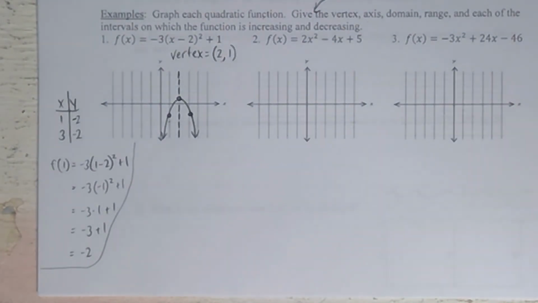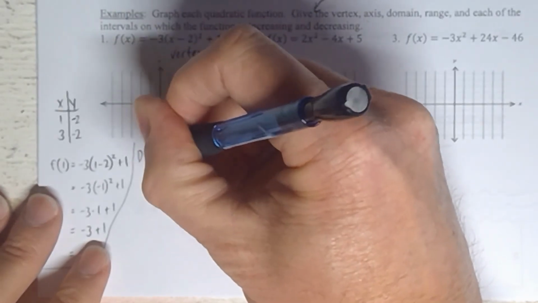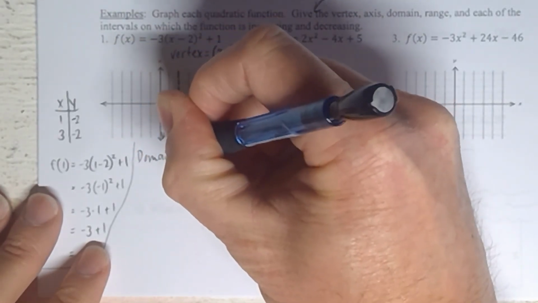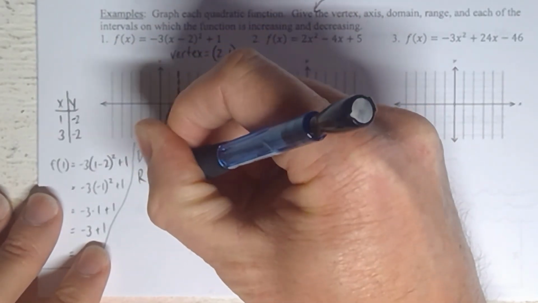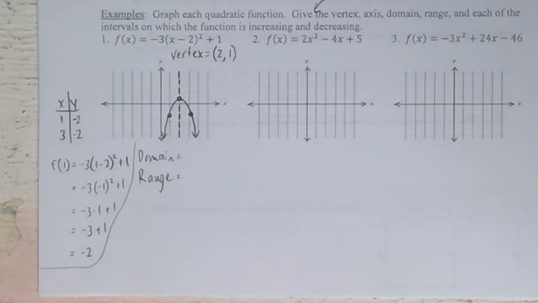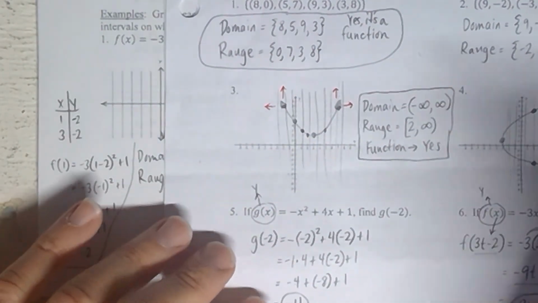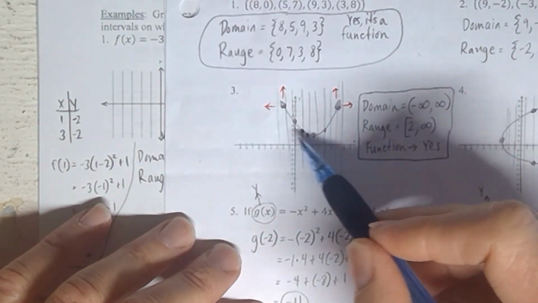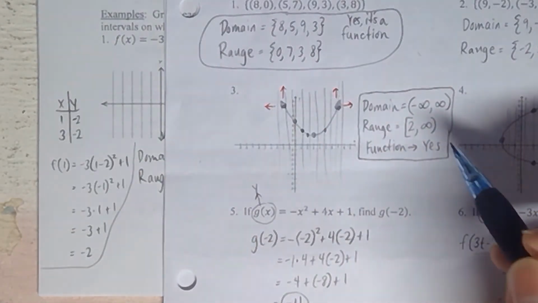The last two things they ask for once again are the domain and range. We talked about this back in section 2.3. Let me review that with you real quick here. When you take the domain and range by looking at a graph, very similar problem here, it looks like a parabola here as well.